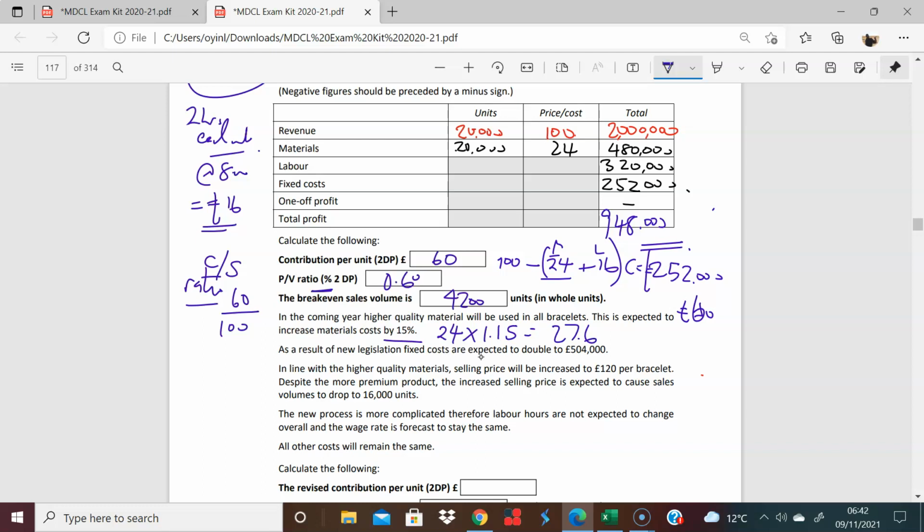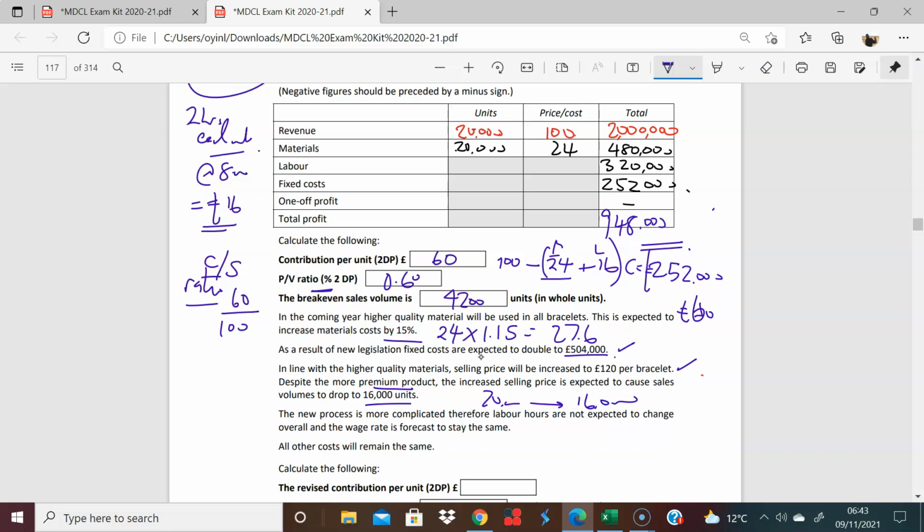It says that fixed costs are going to increase to 504. That's great. And then it tells us that in line with high quality, selling prices will increase to 120. Despite the more premium product, the selling price is expected to cause sales to fall to 16,000. So we're going to go from 20,000 all the way down to 16,000 units.